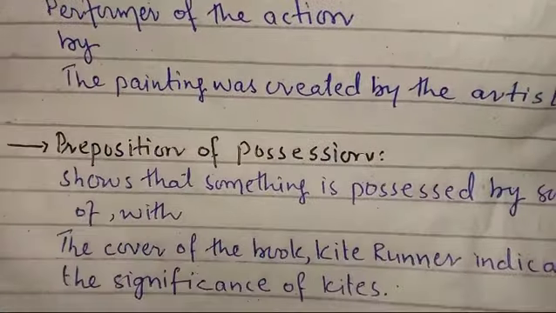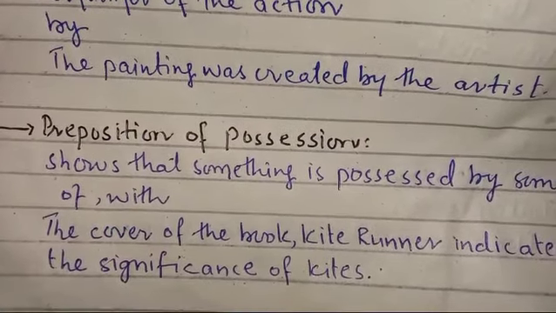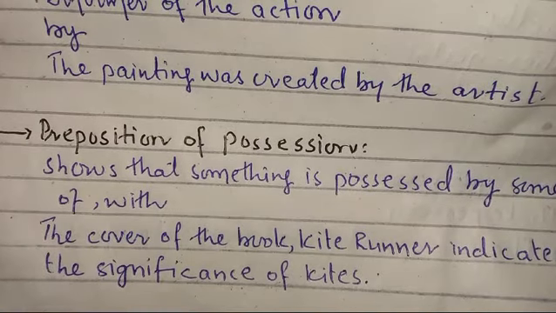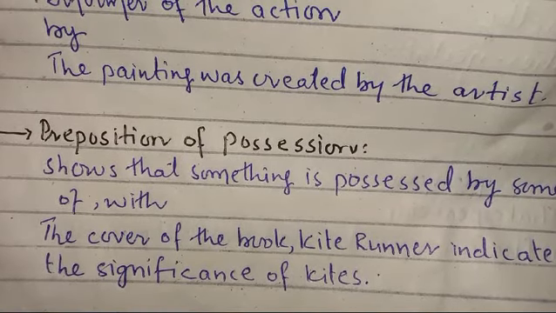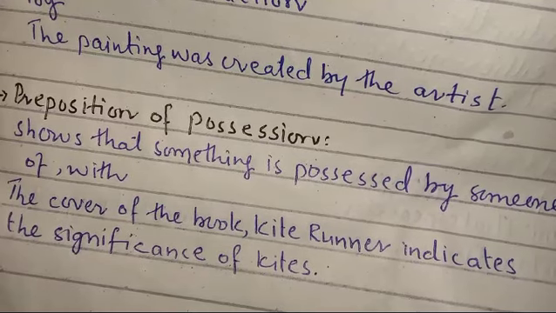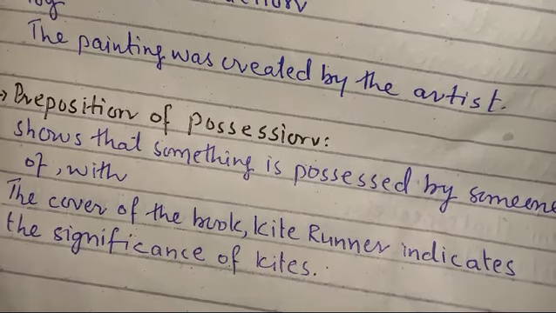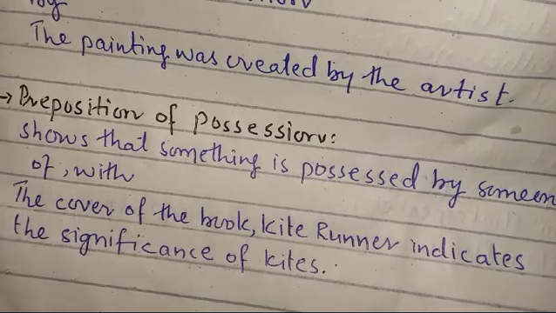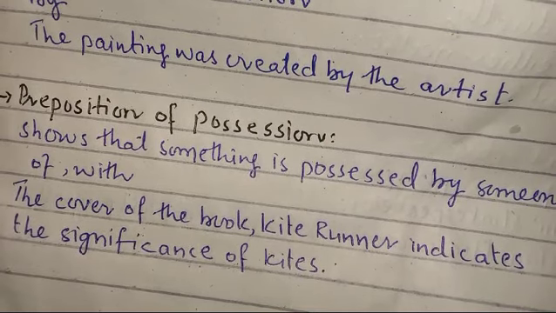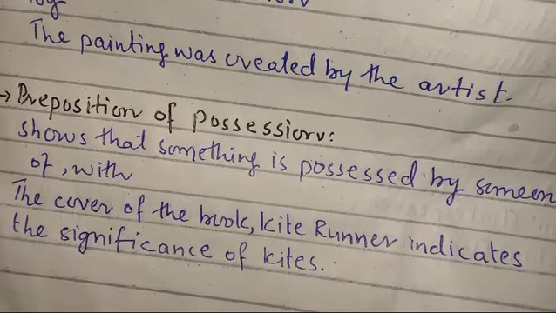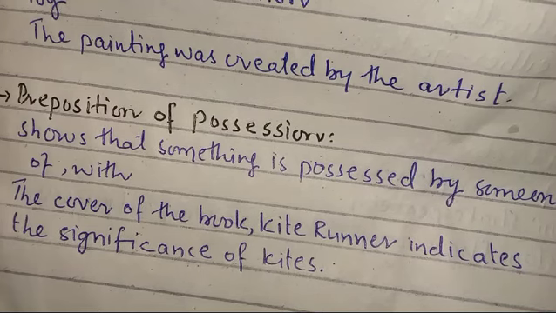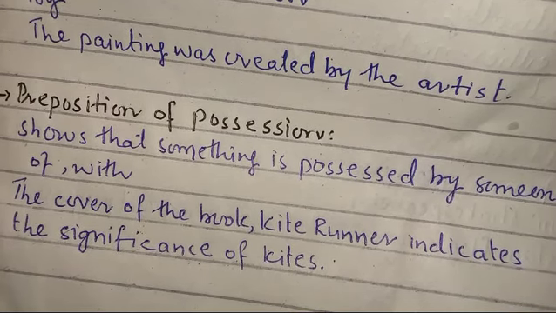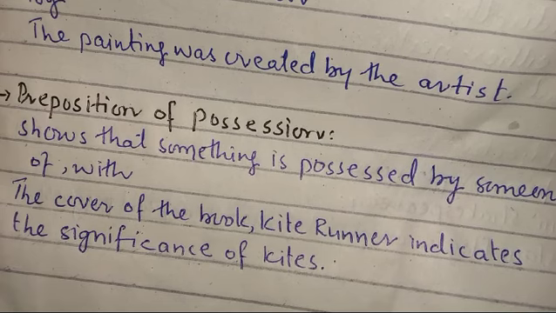Then there is preposition of possession. Again, we have only two prepositions of possession, like of and with. It shows something is possessed by someone. For example, the cover of the book Kite Runner indicates the significance of kites. So here the cover of the book, here of is indicating the possession. The possession of the book is what? The cover.